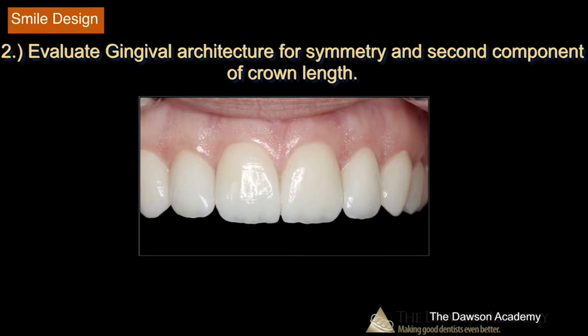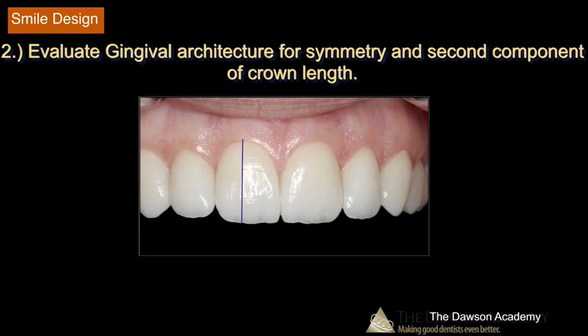Now, once we get the bottom of the tooth correct, or the edge, we have to figure out where the gum line is going to be. And what I want you to think about is from the bottom of the tooth to where the gum line starts, that is how long the tooth is. So the gum position is really the second component of crown length.